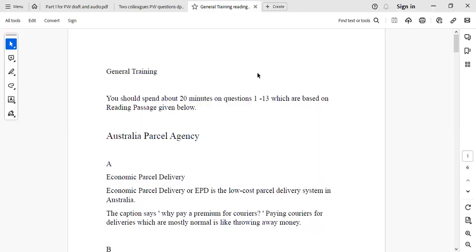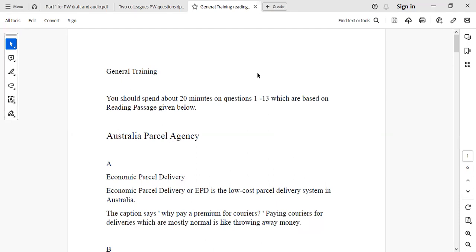So let us understand what general training is and what the different passages are that I can expect. You can see that there will be three different passages for you. Let's take the common instruction: you need to complete three different passages inside a 60 minutes time frame, that is passage number one, passage number two, and passage number three.